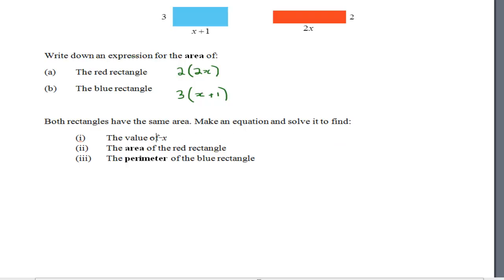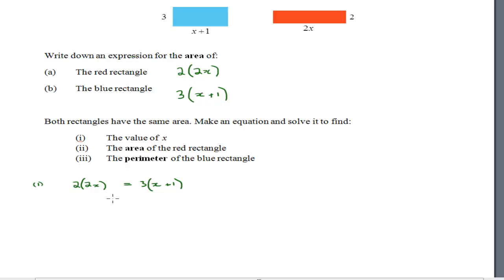And we've been asked to find the value of x and the area of the red rectangle and the perimeter of the blue, so still quite a lot to be done. First thing to do though is to say, well, if the areas are equal to each other, then for part 1 here, 2 lots of 2x, which is the area of the red rectangle, is going to be equal to 3 lots of x plus 1. That was our expression for the area of the blue rectangle. So that's red area equals blue area.